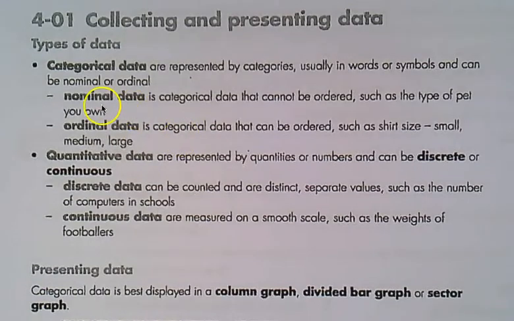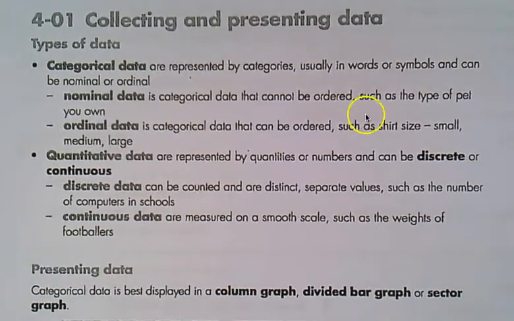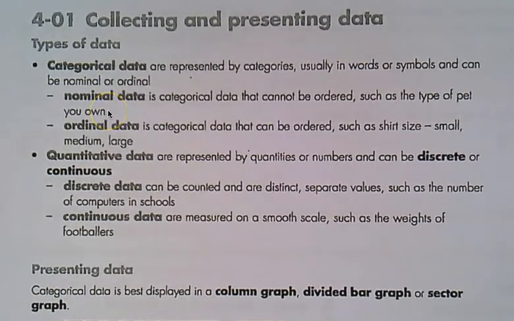Nominal data is a type of categorical data, and it's data that can't be ordered. For example, colors can't be ordered, the type of pet you own cannot be ordered, things like that are nominal data.